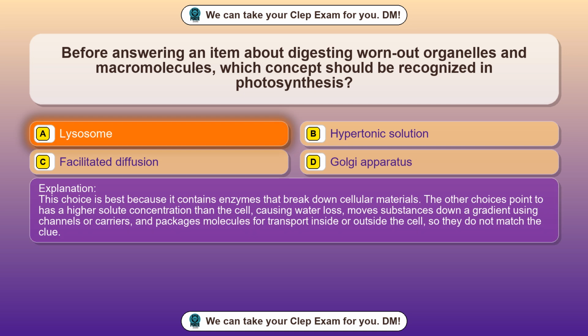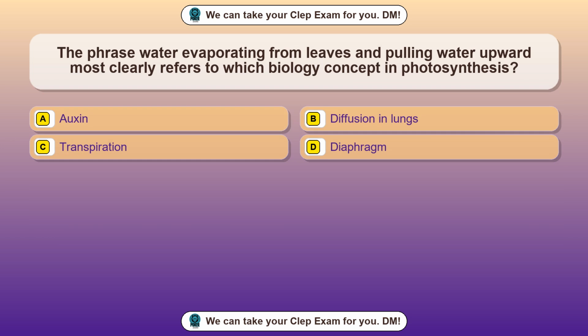This choice is best because it contains enzymes that break down cellular materials. The other choices point to has a higher solute concentration than the cell, causing water loss, moves substances down a gradient using channels or carriers, and packages molecules for transport inside or outside the cell, so they do not match the clue. Question 67.